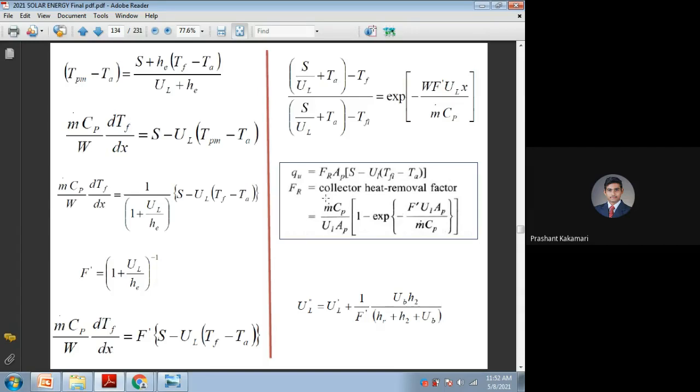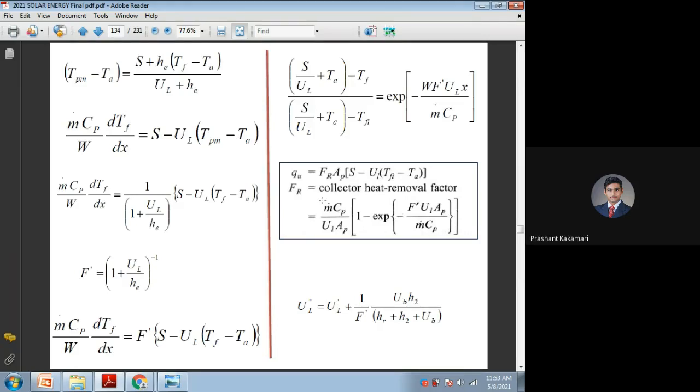Like this, you can remember. Or by definition, the heat removal factor is the ratio of actual useful energy gain to the useful energy gain if the entire collector were at the fluid inlet temperature. This is very important. Earlier definition we have seen when the absorber plate has the same fluid temperature.